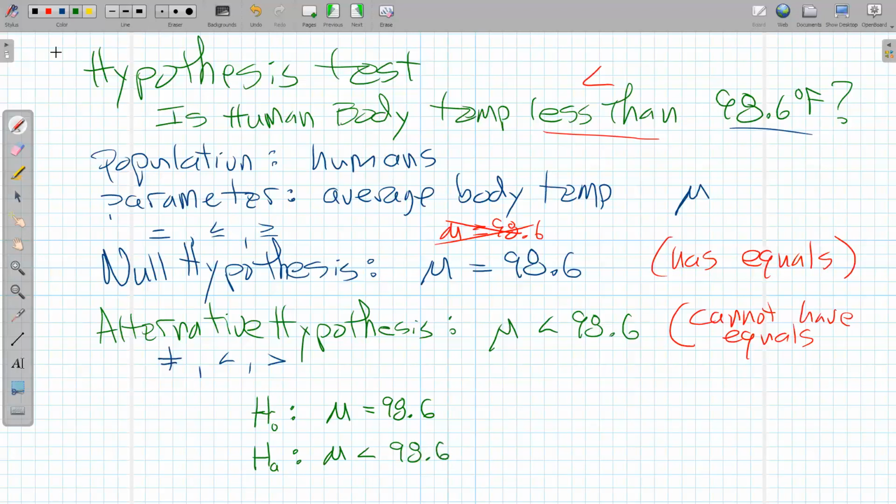But sometimes people, instead of the HA, might write H1, like 0 versus 1. This is my default hypothesis. This is my number one new hypothesis there. So you might see that sometimes. H1: mu is less than 98.6.